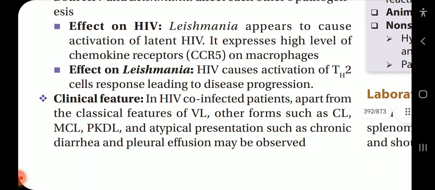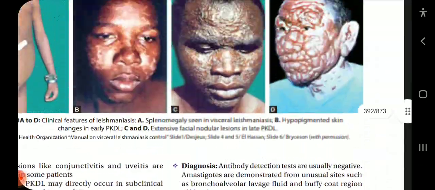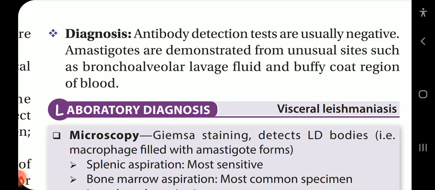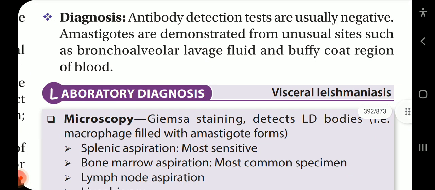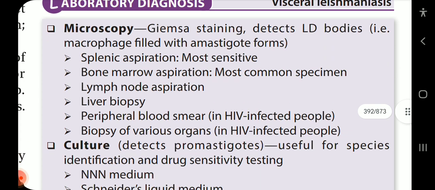Clinical features in HIV co-infected patients: apart from the classical features of VL, other forms such as CL, MCL, PKDL, and atypical presentations such as chronic diarrhea and pleural effusion may be observed. Diagnosis: antibody detection tests are usually negative. Amastigotes are demonstrated from unusual sites such as bronchoalveolar lavage fluid and buffy coat region of blood.